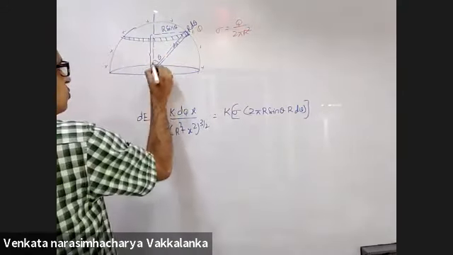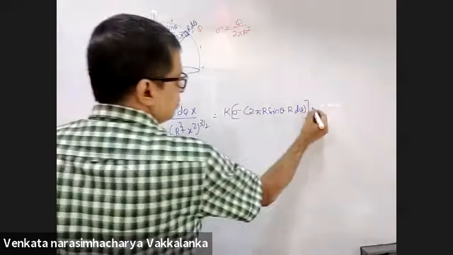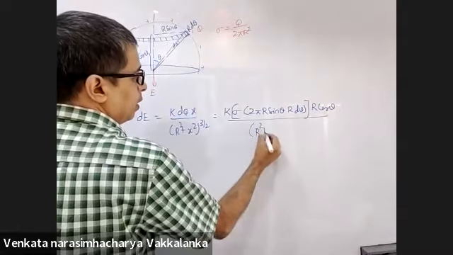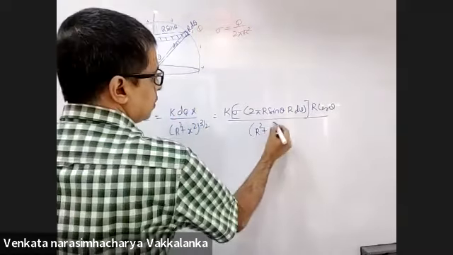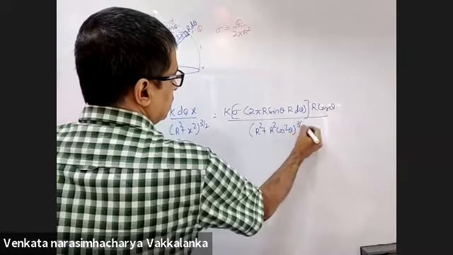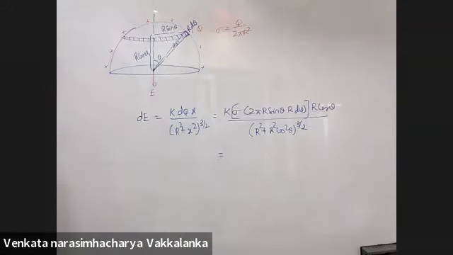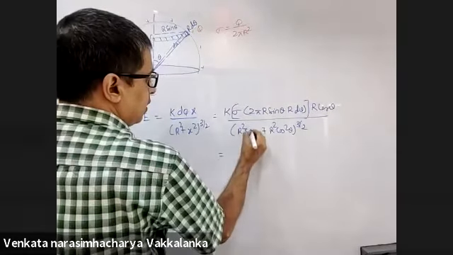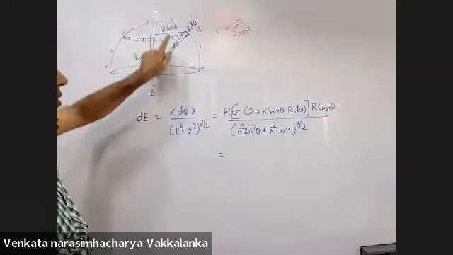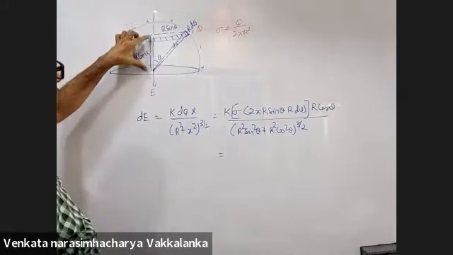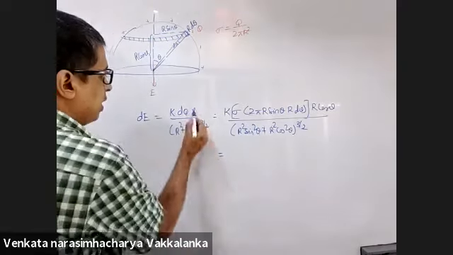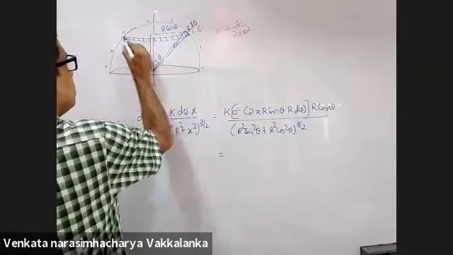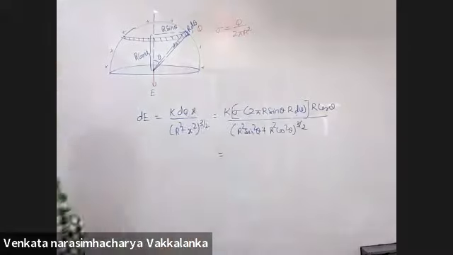What is the value of x? x will be r cos theta, upon r square plus r square cos square theta to the power 3 by 2. Sorry, the radius of the ring is r sin theta, so the radius square is r square sin square theta, and the distance square is r square cos square theta. x is r cos theta. dq is sigma into the surface area of the ring. Surface area of the ring is 2 pi into radius into thickness.